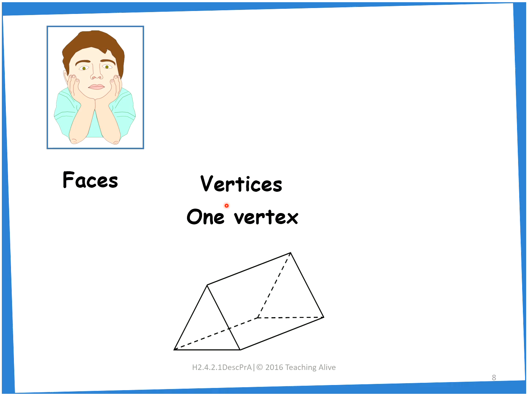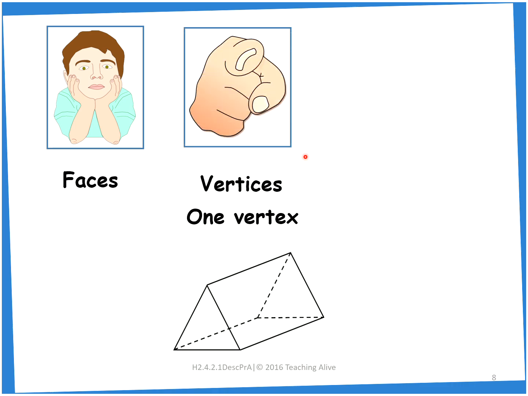We move on to vertices, or one vertex. We have a picture of a hand pointing, so we can point when we say vertices or one vertex. We've used this because vertices are points or pointy corners of a shape. So for this cube, we have 6 vertices.